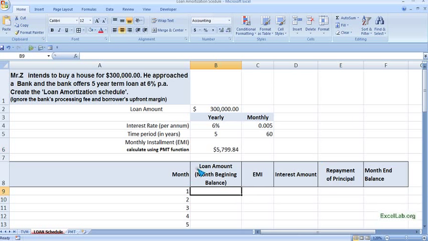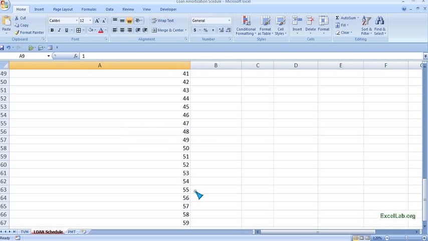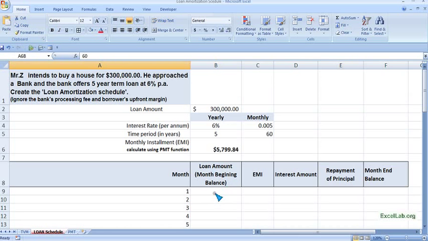Now we'll make the schedule. So we got the EMI. To make the schedule, I already made the heading. Starting with 1, this is the first month. Total months are 60, so I've taken till the 60th month. The beginning balance for the month is the loan amount, $300,000. So give the reference B2, enter.